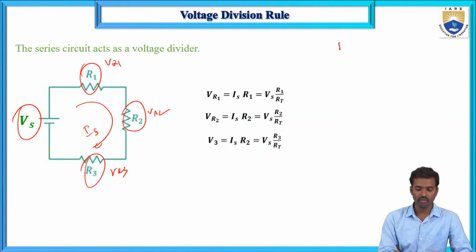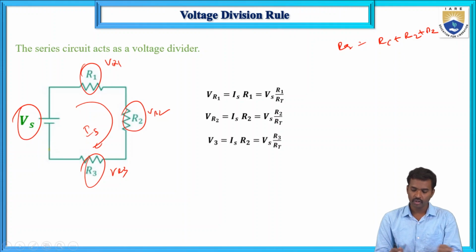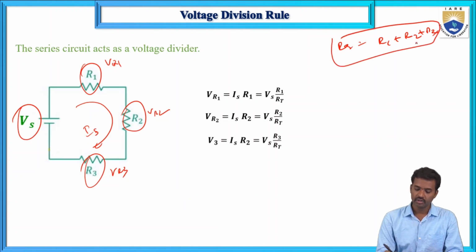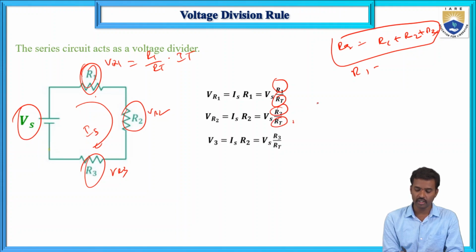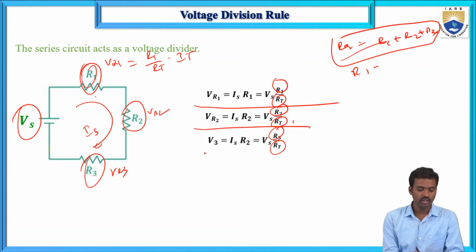So now here R equivalent equals, as 3 resistors are connected in series, R1 plus R2 plus R3. So now here this is RT. So VR1 equals R1 divided by RT into IT, and in the same way for R2 and R3, where RT is the R equivalent. So these are the voltage division rules for this series circuit.